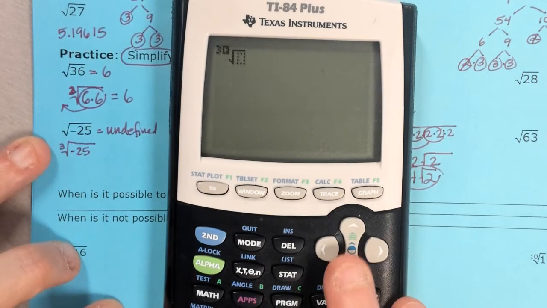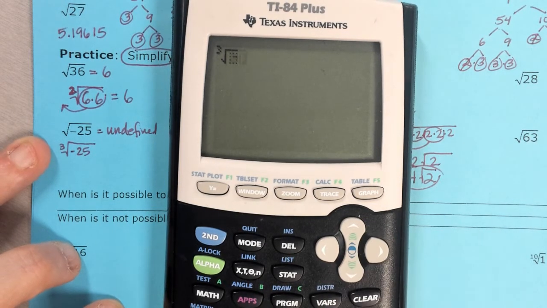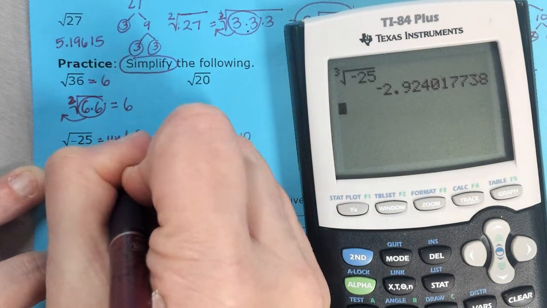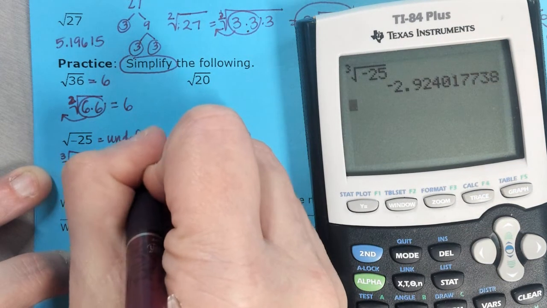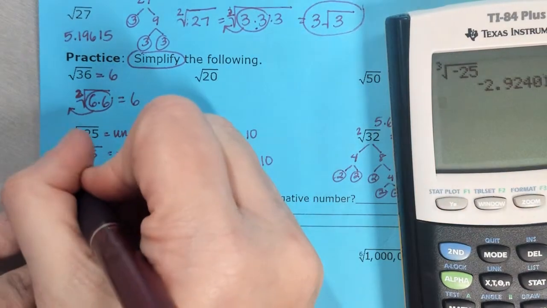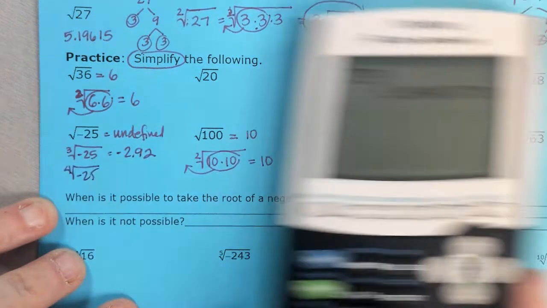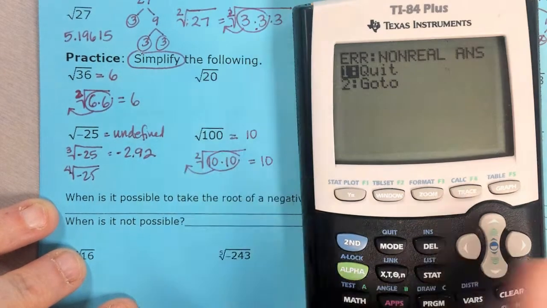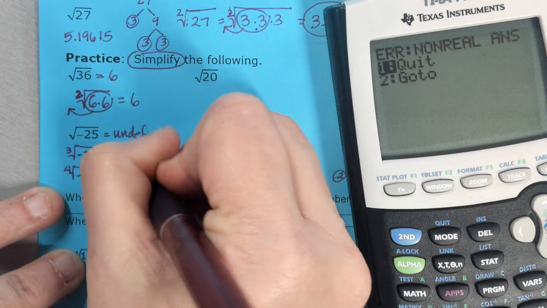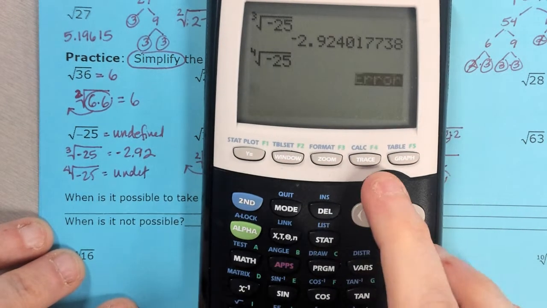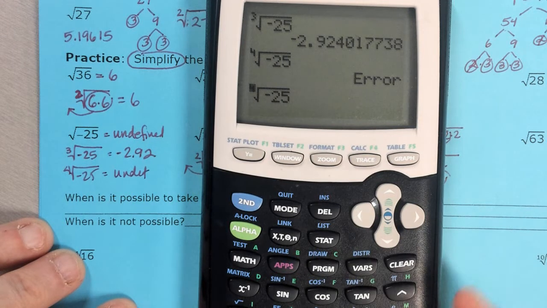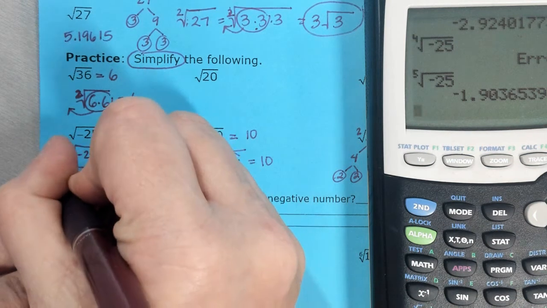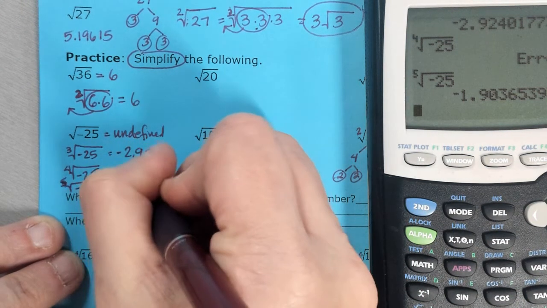But I'm going to put the 3 root, so I'm going to change the index with whatever number I want. I'm going to put negative 25 in there. Well, hey, look at that. It gave me an answer. I'm going to write negative 2.92. Okay? Let's try the 4 root of negative 25. So I'm just going to arrow up there, and change that 3 to a 4. Uh-oh, I got undefined again, non-real answer. Okay, all right. Let's try the 5 root. Okay, that worked. The 5 root of negative 25 gave me negative 1.90.